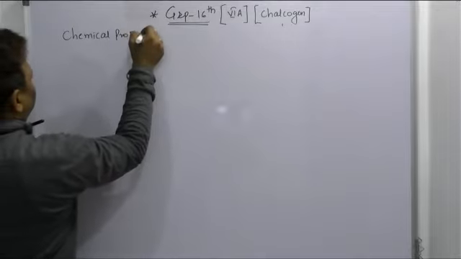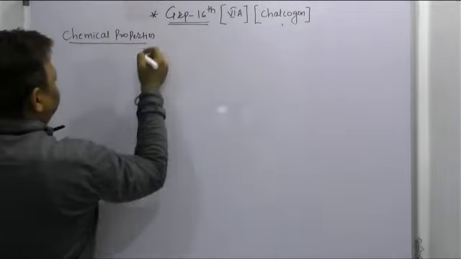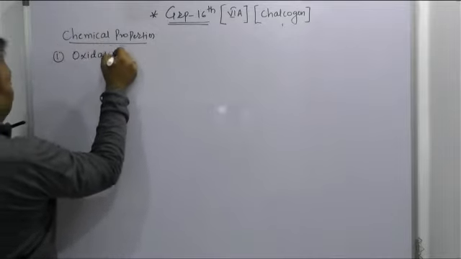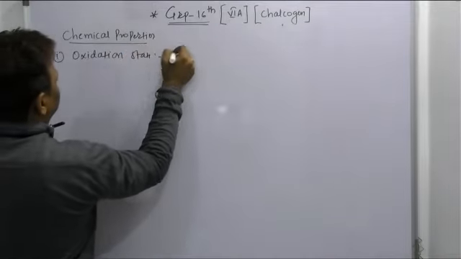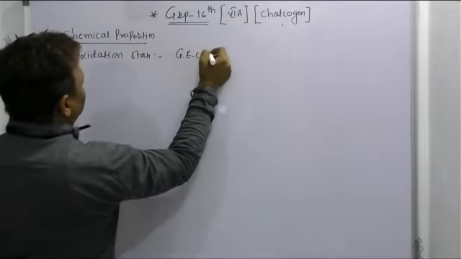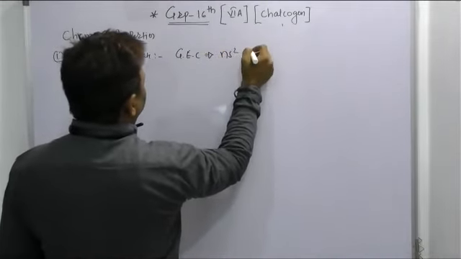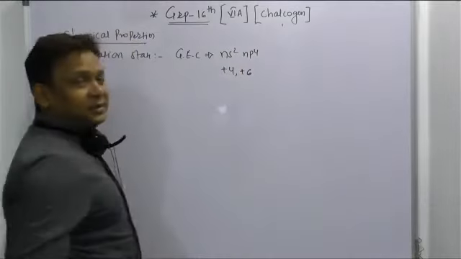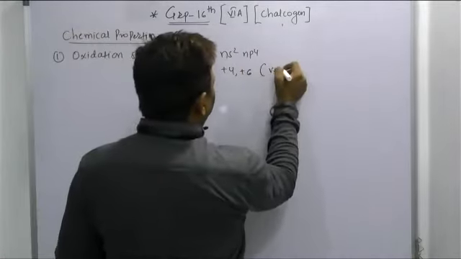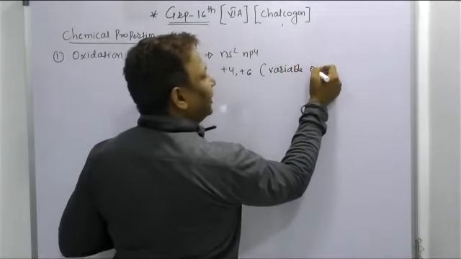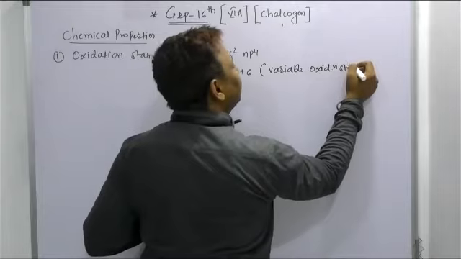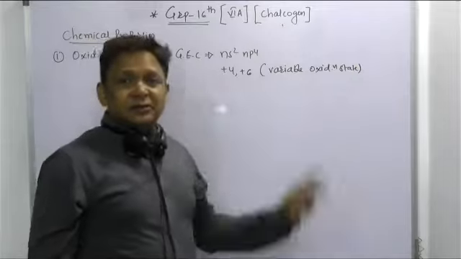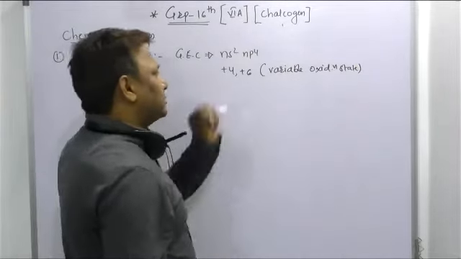While writing the chemical properties of this group of elements, the first one we are going to discuss is oxidation state. In oxidation state, what we saw, beta, is that the general electronic configuration of this group is ns2 np4. By losing 4 electrons, +4; by losing the remaining 2 electrons, +6. It has variable oxidation states, +4 and +6, exhibited by the 16th group elements, right?